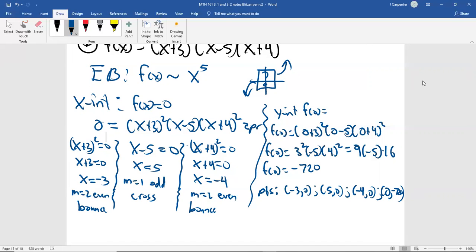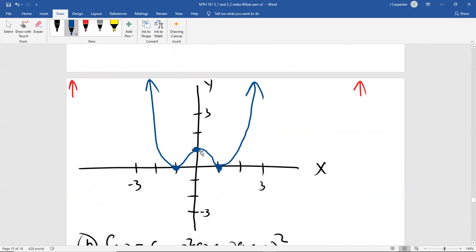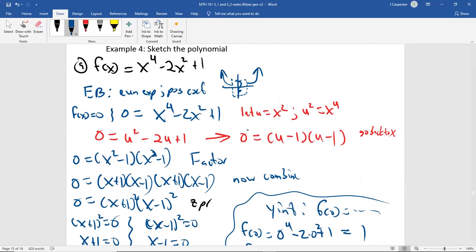End behavior, x-intercepts, y-intercepts. We might be able to argue about symmetry, and I think I pointed out that the last graph we did did have symmetry. We could have only plotted the right half and then mirrored it across the y-axis, and that's because this original function does turn out to be even. If you plugged in negative x, you would get the same thing as f of positive x.